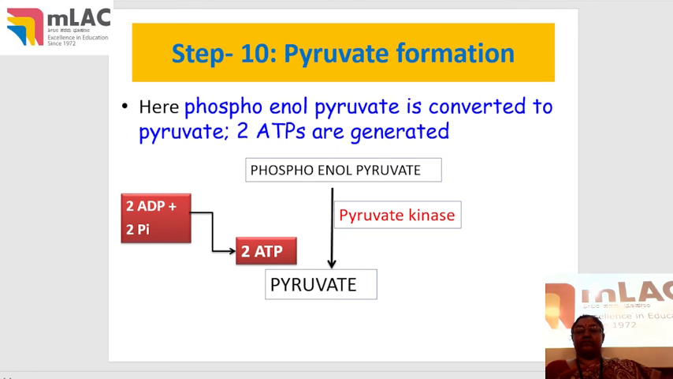In the last step, which is called the pyruvate formation step, phosphoenol pyruvate is converted to pyruvate, and again 2 ATPs are directly synthesized. This reaction of pyruvate formation is catalyzed by the enzyme pyruvate kinase. So we see that across the 10 steps, glucose goes through the reactions and gets converted to pyruvate. Glucose, which was a 6 carbon compound, is finally converted to a 3 carbon compound called pyruvate. Pyruvate becomes the centralized molecule of carbohydrate metabolism.